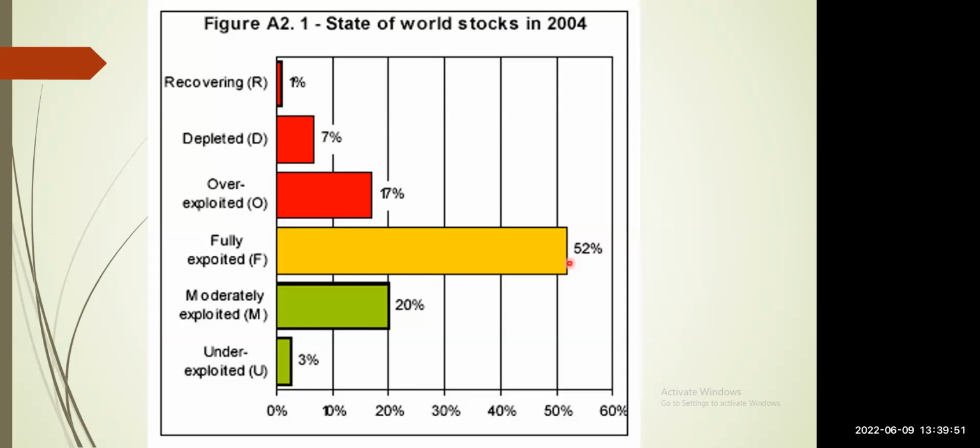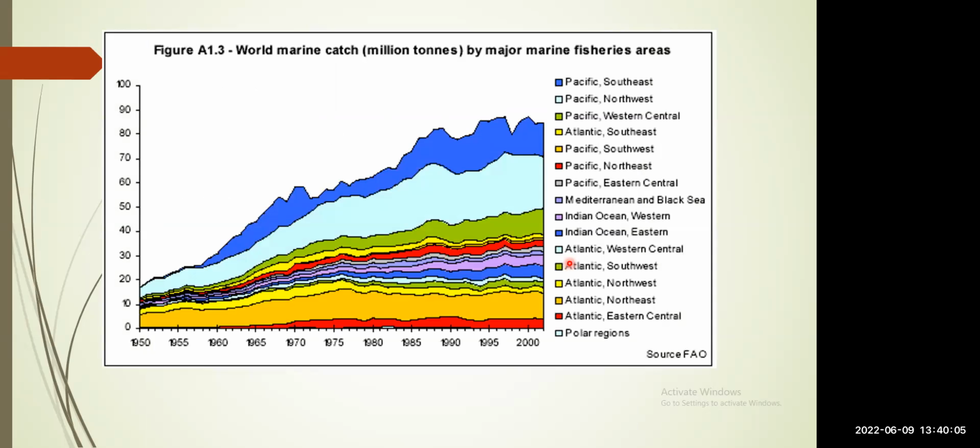This is basically the state of the world stocks in 2004: recovering, depleted, overexploited, fully exploited, and moderately exploited. And here we can see the world marine catch in millions of tons by the major marine fisheries areas. This is the Pacific Southeast and Pacific Northwest. We can see that a high number of fisheries are in the Pacific Ocean, the south or north part, and the third one is the Pacific West Central. That shows that the Pacific region has a very high amount of fisheries.